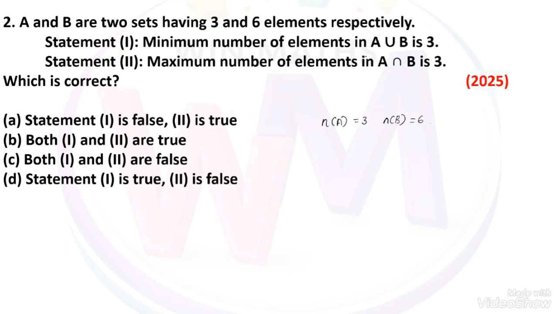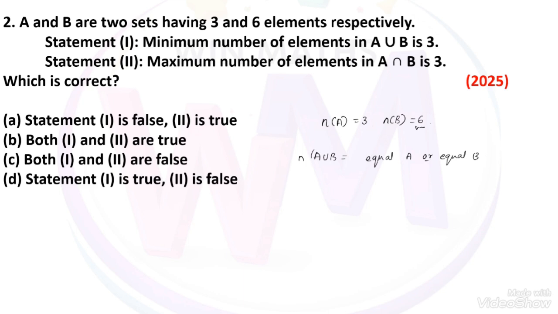Minimum number of elements in A union B is 3. A union B means the set of all the elements which are present in A and B. So A union B must have at least as many elements as A or B, that is, not less than 3. Here the maximum number will be 6.